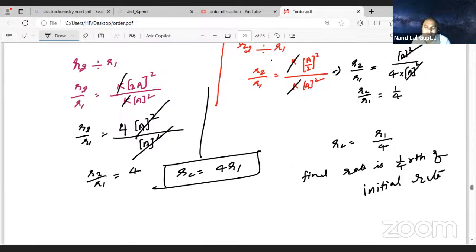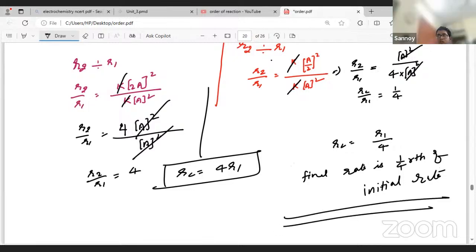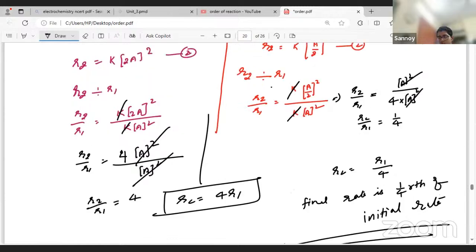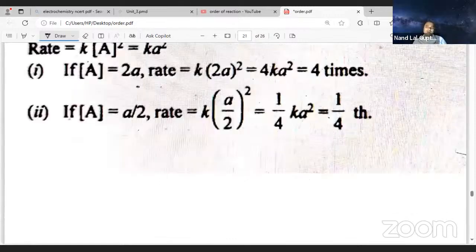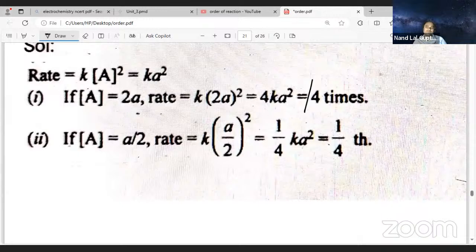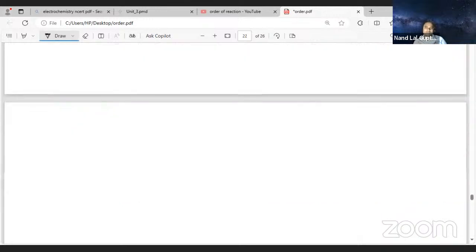Can you understand this one? Yes, sir. See, this is the solution they have given. One is 4 times, one is 1 by 4 times. So that is the correct answer.